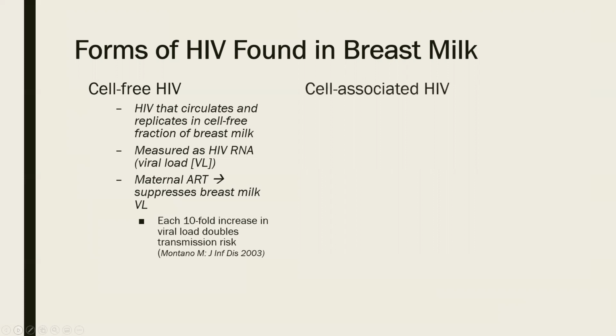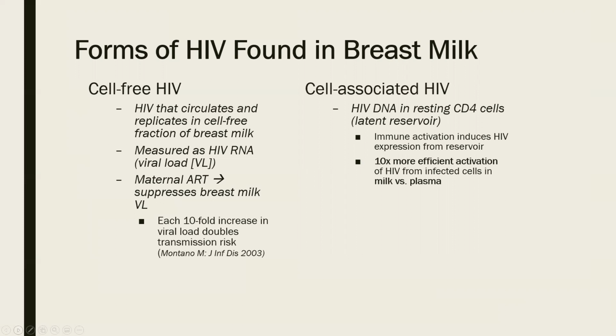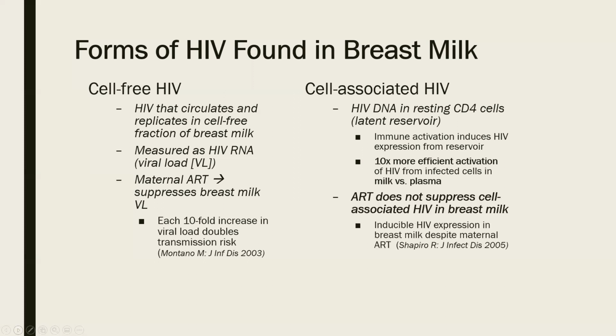However, there's also cell-associated HIV that floats around. This is HIV DNA that is inside resting T cells, or the latent reservoir. And we know that cell-associated HIV is actually 10 times more efficient at activating from infected cells in milk versus plasma. So we really worry about this cell-associated HIV because ART in the woman does not suppress cell-associated HIV in breast milk. And it's this cell-associated HIV that may play a very important role in breast milk transmission.